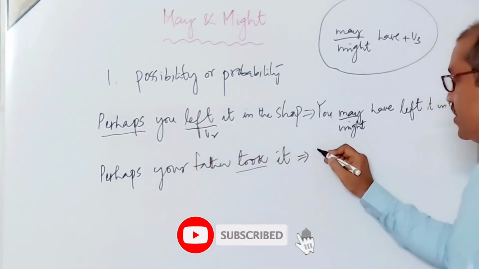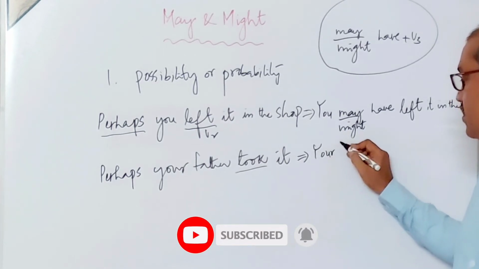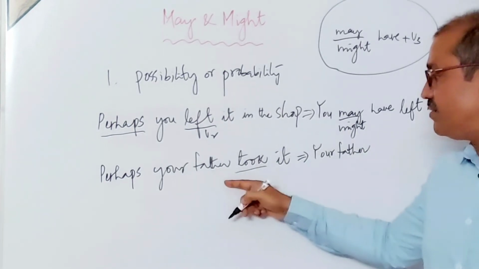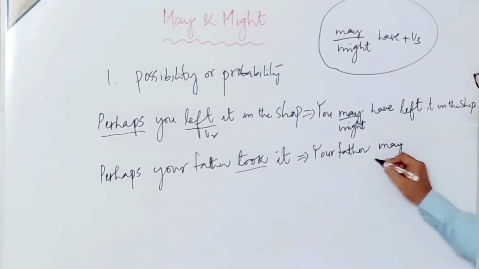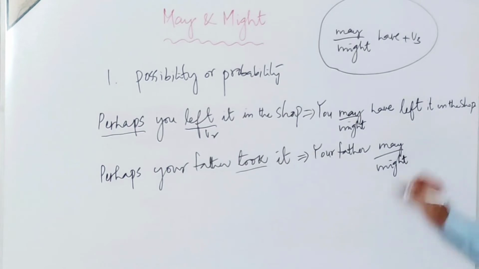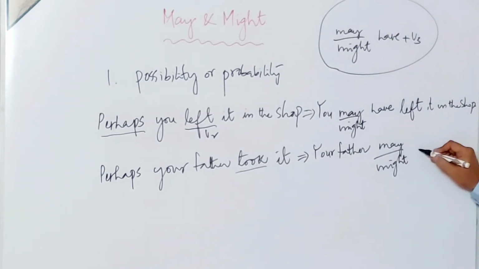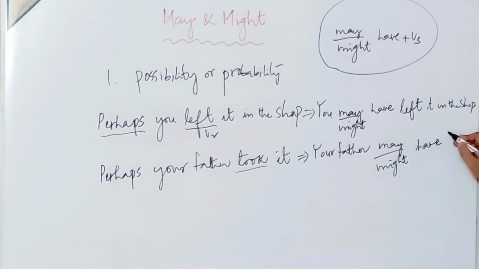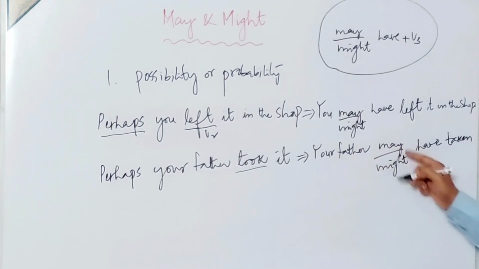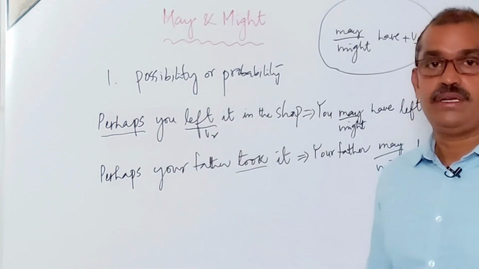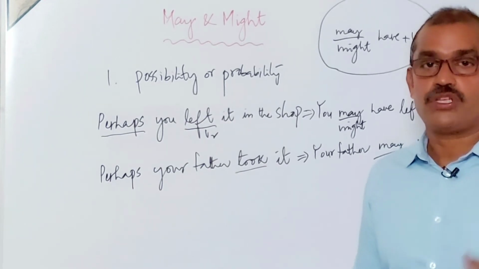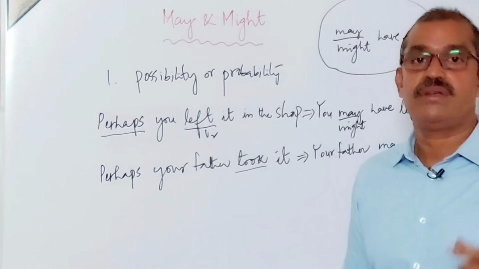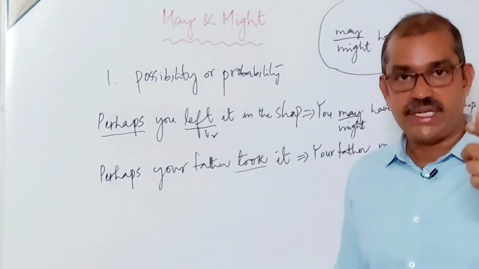Next example. Perhaps your father took it. So instead of perhaps, you can use may or might. So here the subject is your father. Your father, instead of perhaps, write may or might have. So V3 form, instead of took, you have to use taken. Take, took, taken. Your father may have taken, or your father might have taken it. Right? Friends, remember it. If you want to express the possibility or probability in the past, you have to use may have plus V3 or might have plus V3.